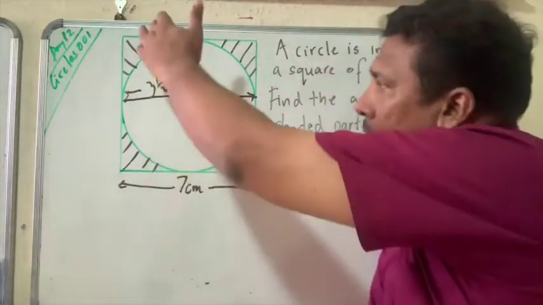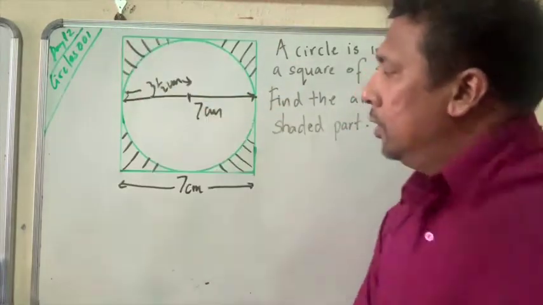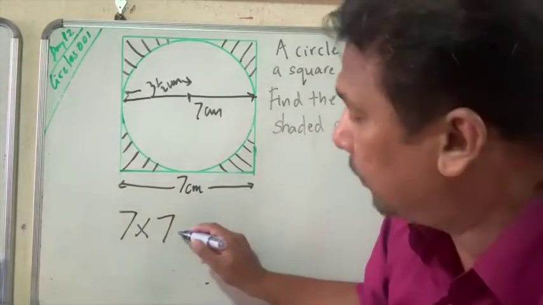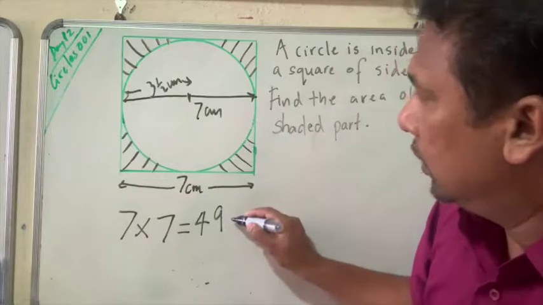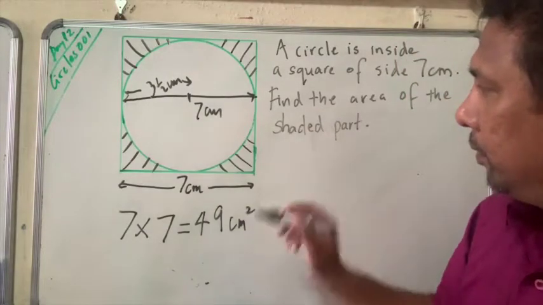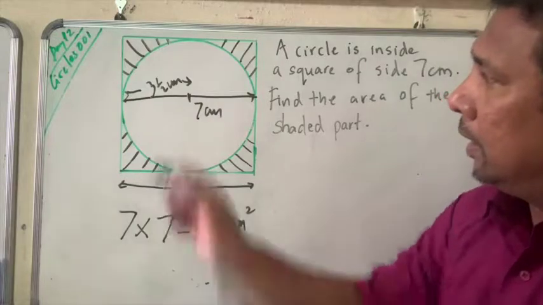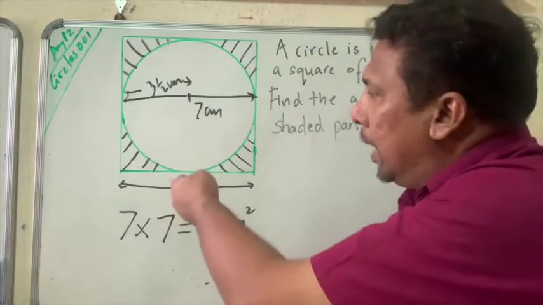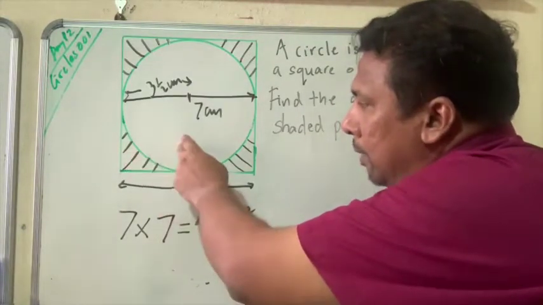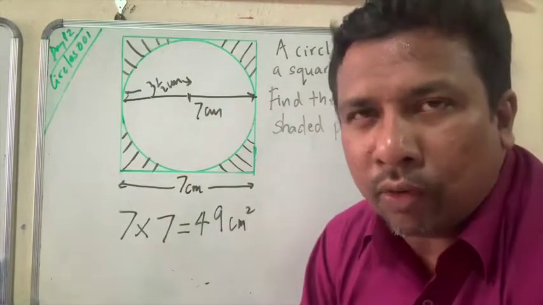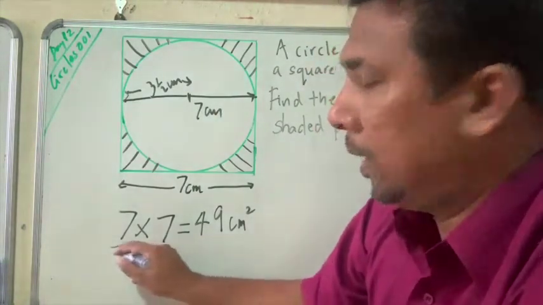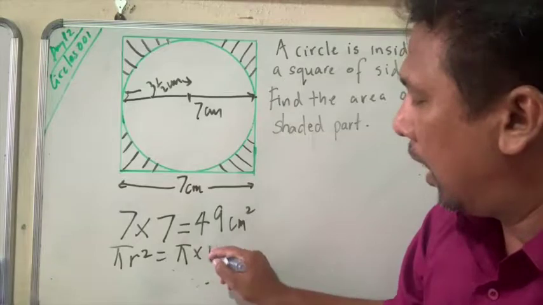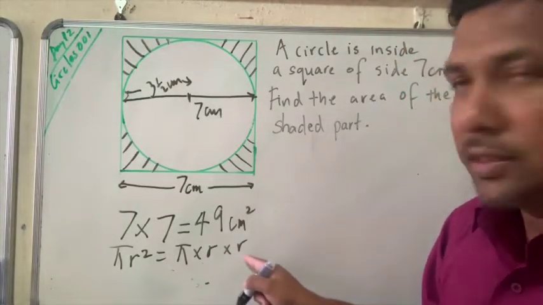Very simple. Find the area of the square, which is length times breadth, which is also the length because it's the same. It's 49 square cm. And then we need to find the area of this circle. If you have the area of this circle, you can take the area of the square minus the area of the circle. So what's the formula for the area of a circle? It's pi r squared, which is equals to pi times r times r. R stands for radius. Radius times radius.